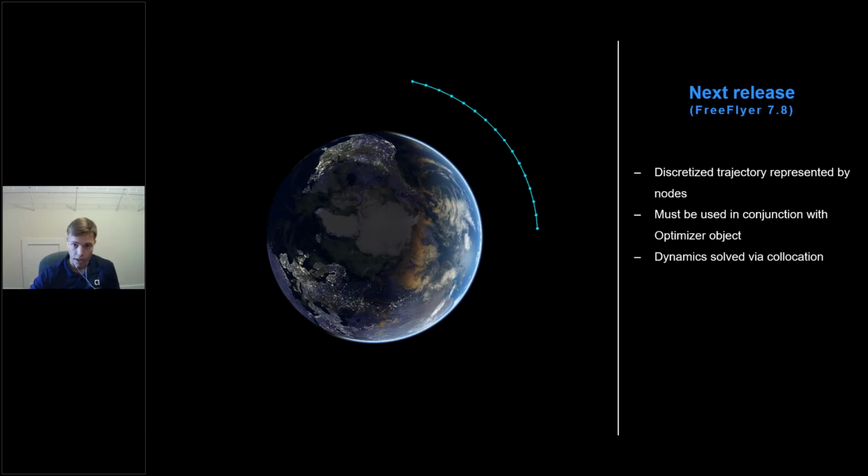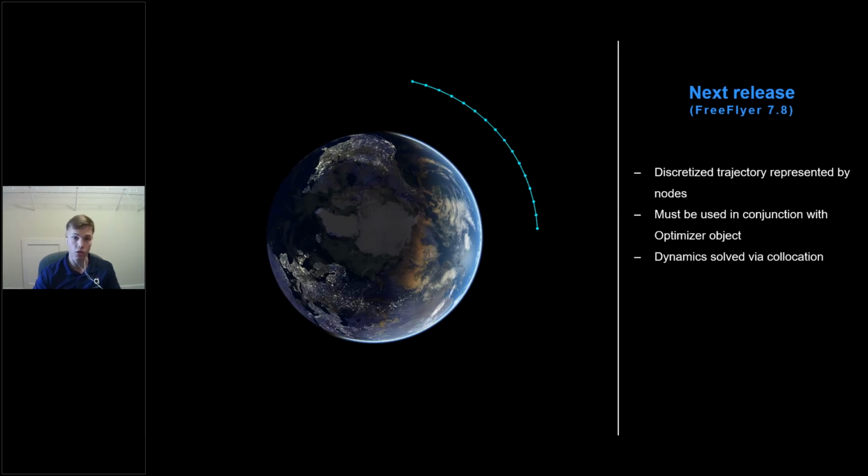But first, let me explain how the trajectory segment object works just a little bit. What you're looking at on the screen is a visualization of the information that's held inside of the object. We've got a discretized trajectory, which basically means there's a bunch of points that are going to represent the trajectory. You've got to use the trajectory segment object in combination with the optimizer in order to ensure that the segment is valid and the gravitational dynamics are being represented well.